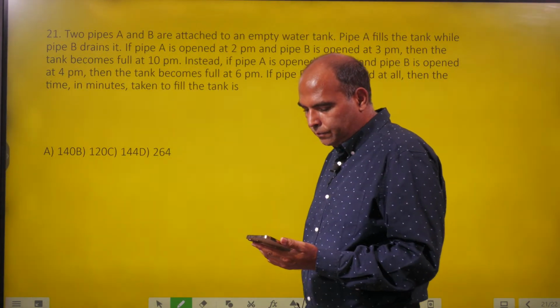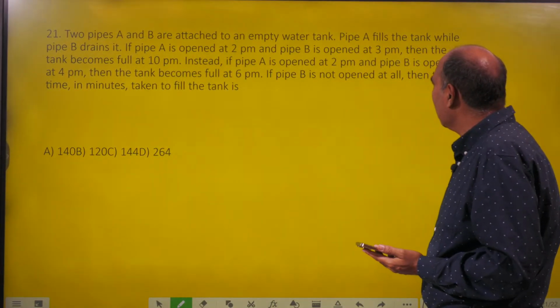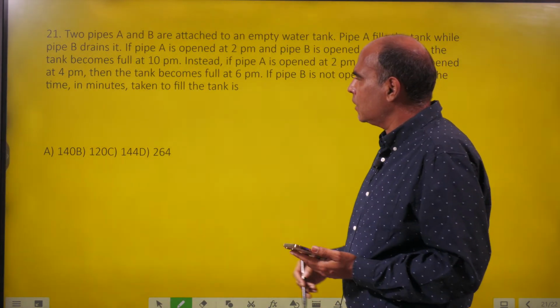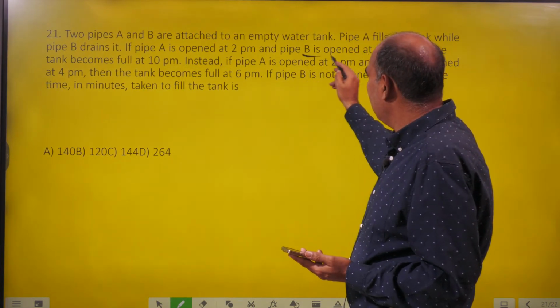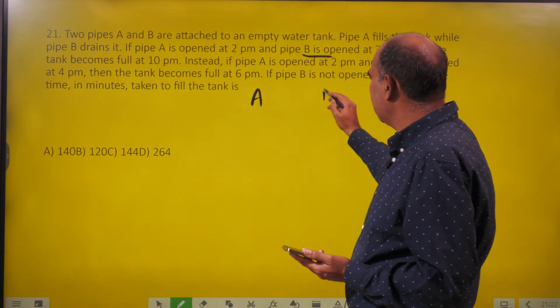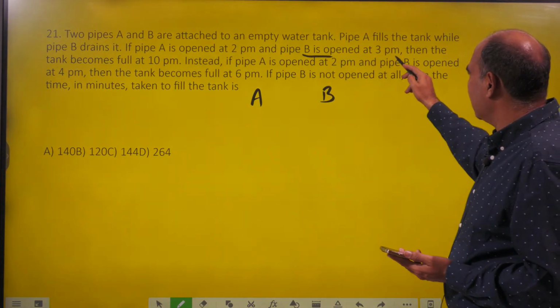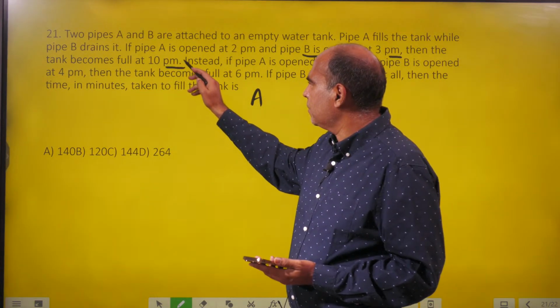Question 21 now. Two pipes A and B are attached to an empty water tank. Pipe A fills the tank while pipe B drains it. If pipe A is opened at 2 p.m. and pipe B, so A is the filling pipe and B is the draining pipe. If pipe A is opened at 2 p.m. and pipe B is opened at 3 p.m., then the tank becomes full at 10 p.m.